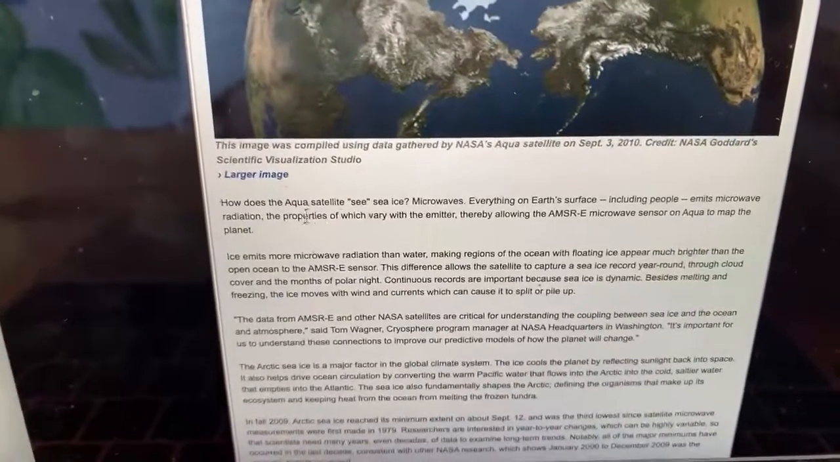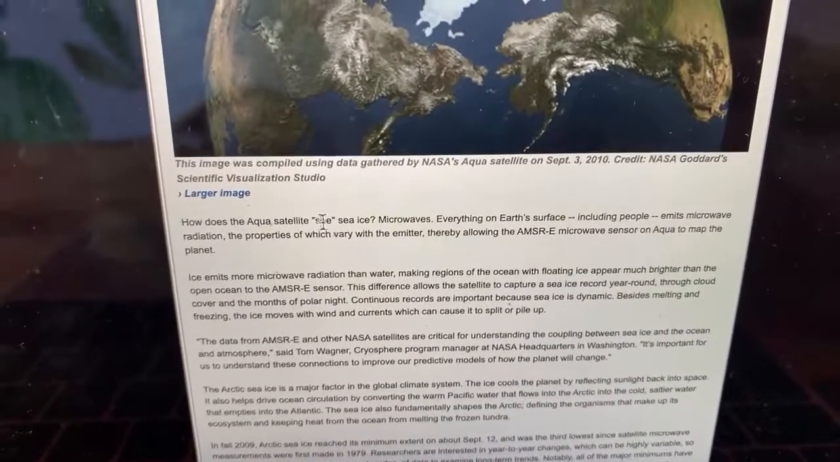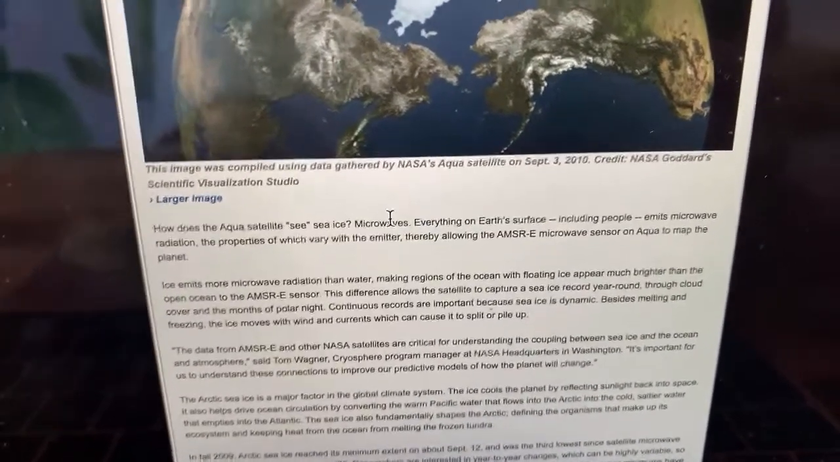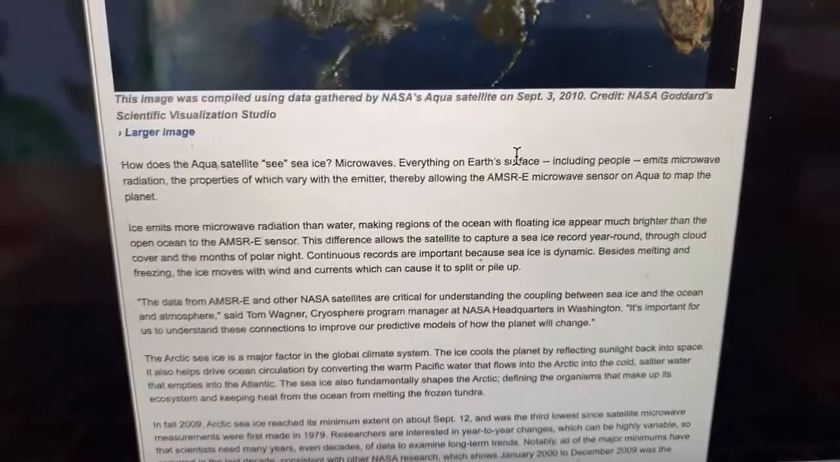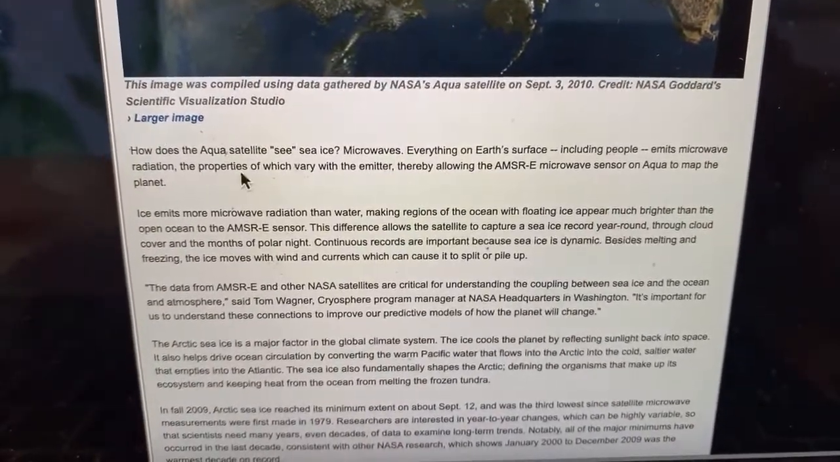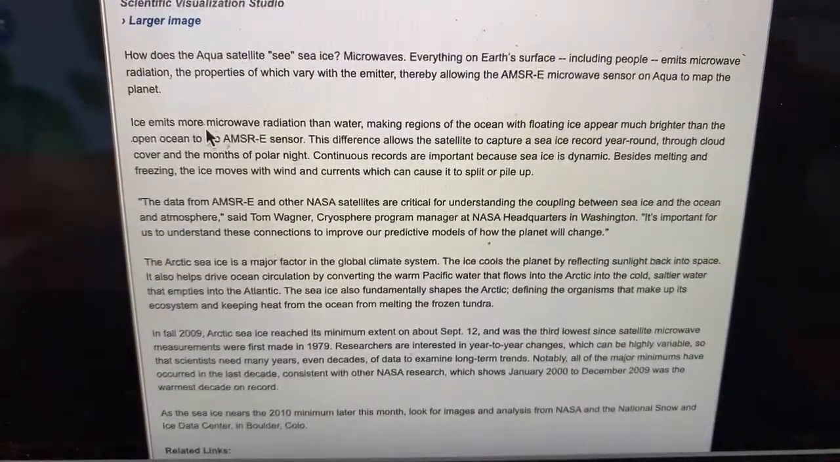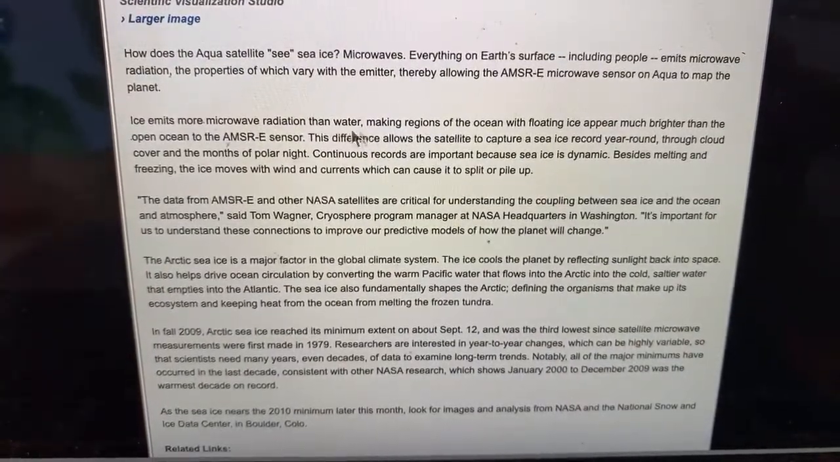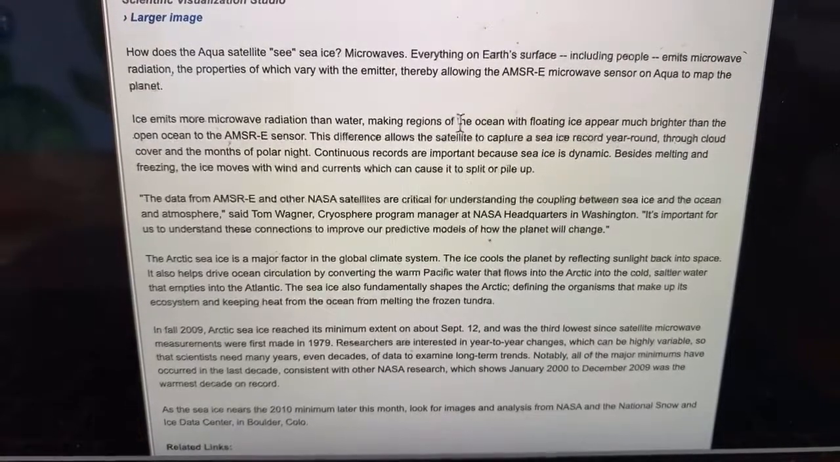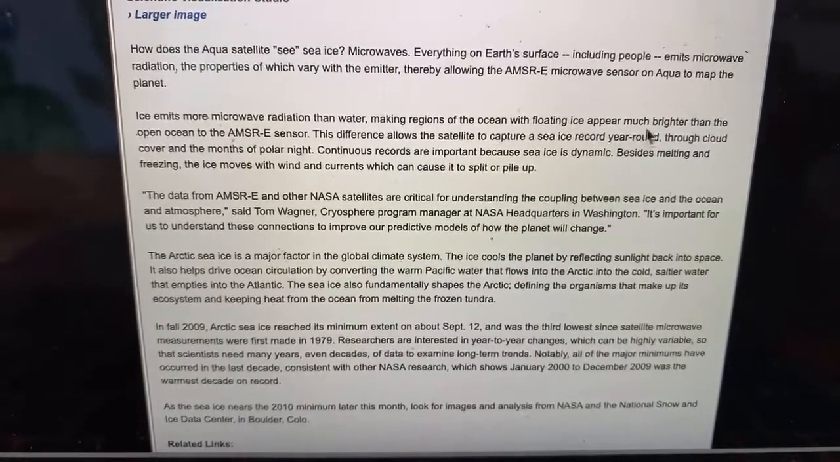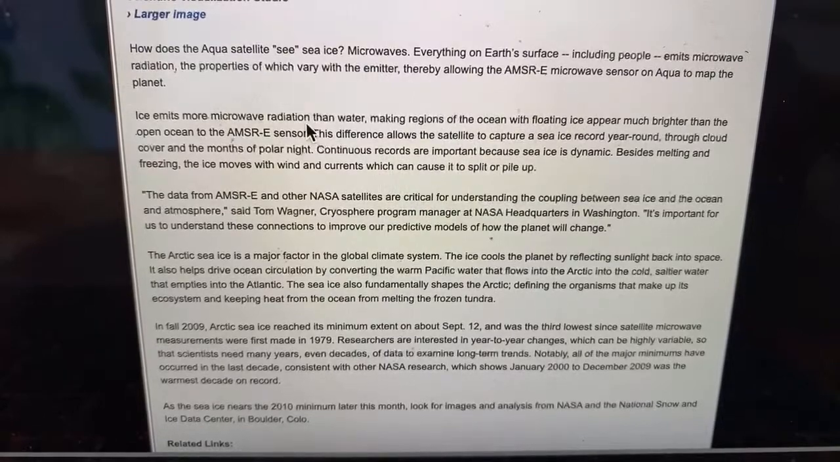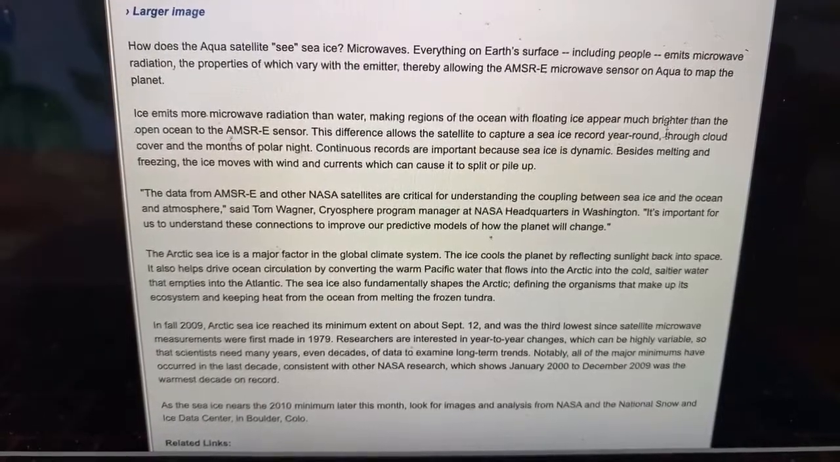They're ever so good about sharing information, aren't they? Here we go. So they've got an Aqua satellite. How does it see sea ice? Microwaves. Everything on Earth's surface, including people, emits microwave radiation. Properties vary. Ice emits more microwave radiation than water, yeah? Because it's colder. So the ocean with ice on it appears much brighter than the water. You get that?